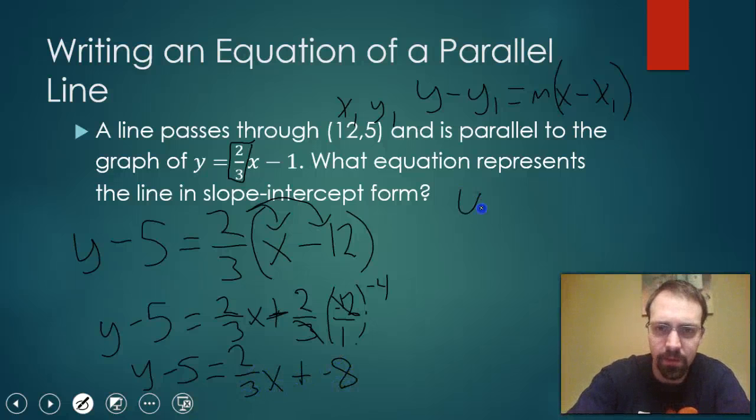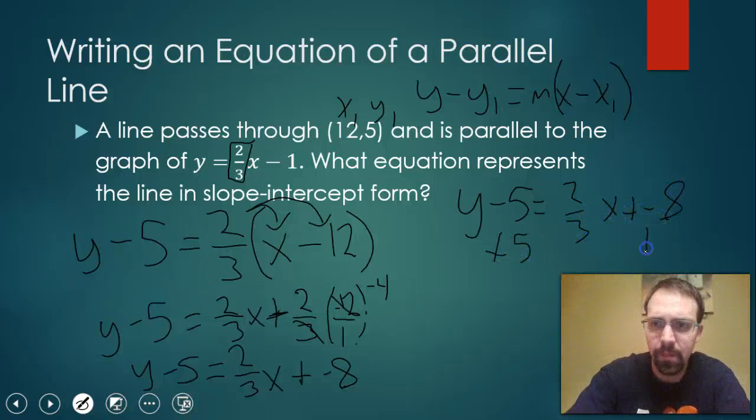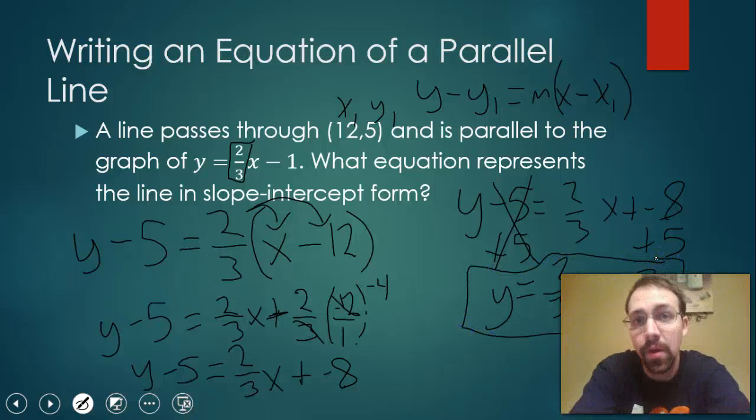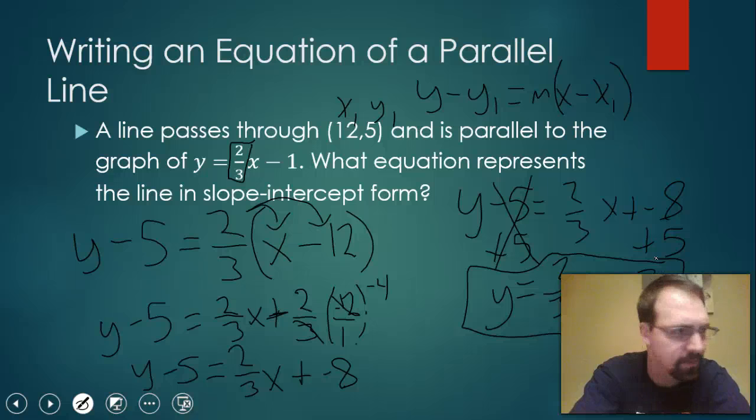We're almost done. I'm going to rewrite it over here so I have some room. Plus negative 8. So let's add 5 to both sides. And these cancel out, and you get y equals 2/3 x plus negative 3. There you go. That is in slope intercept form. We're done. I'll give you a second to catch up if I was going too fast.